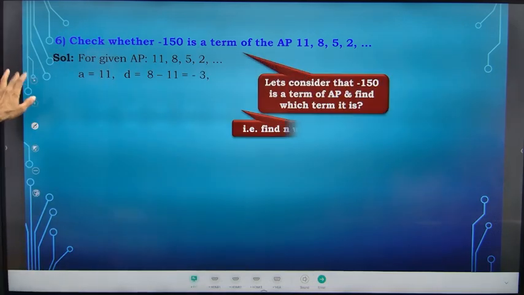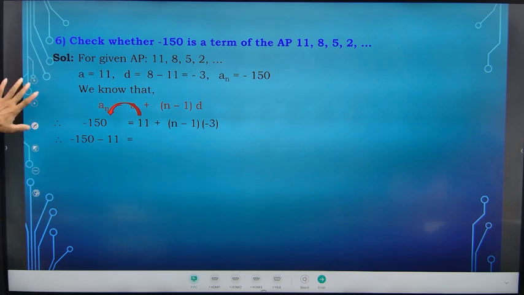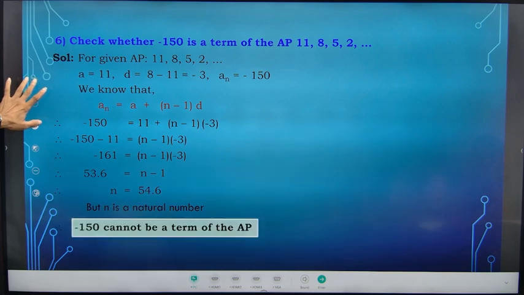So if we do this here, if we assume that the nth term is minus 150, then n will be 53.6, and this is not possible. n is a natural number. n has to be a natural number.